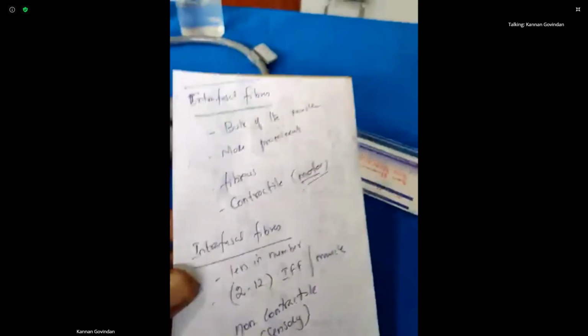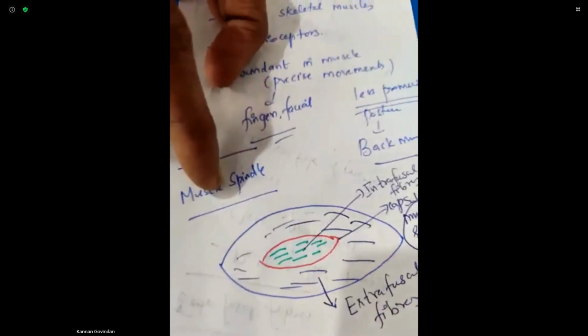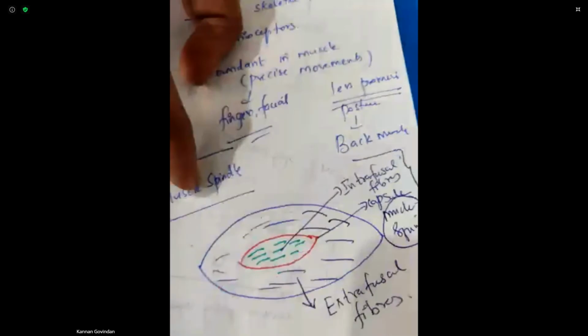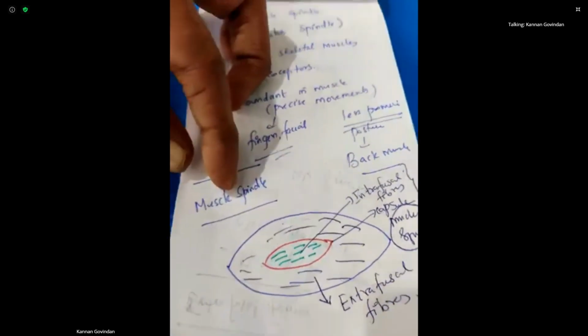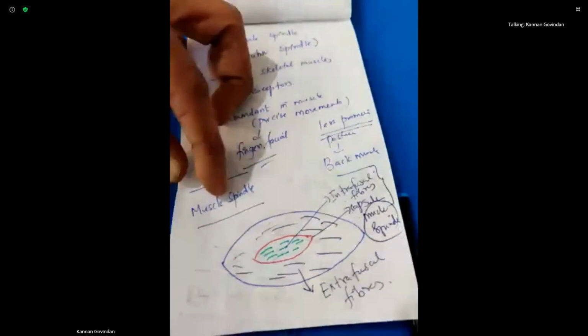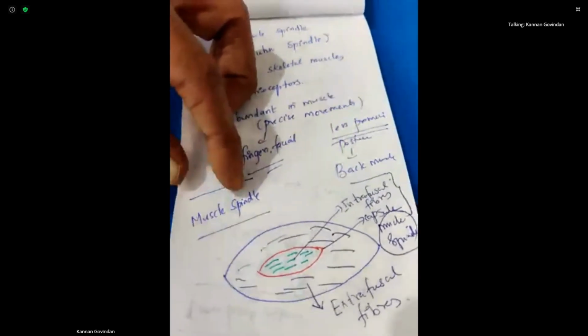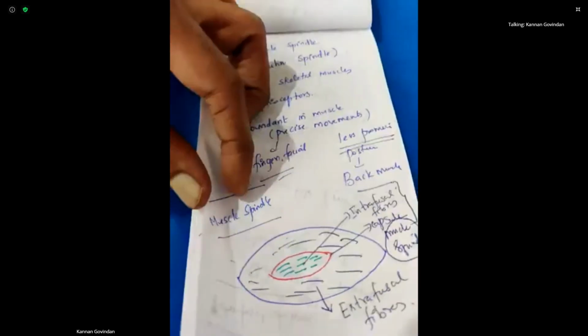So the difference between extrafusal fibers and intrafusal fibers will be clear from the diagram itself. Extrafusal fibers are more abundant, more prominent, and fibrous. Their main function is contraction. The intrafusal fibers are very few in number, less prominent, not fibrous, and their active myosin content is very low. Their main function is sensory.